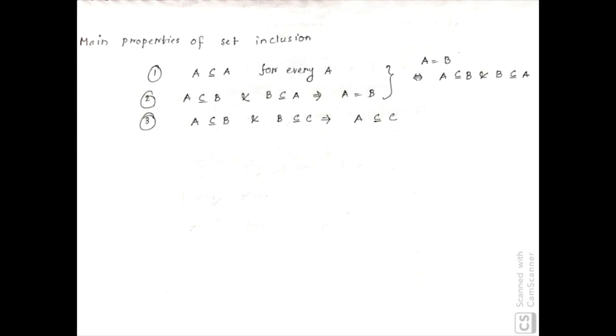The main properties of set inclusion are obvious. They are the following. First, A is a subset of A for every A. Second, A is a subset of B and B is a subset of A; these two together imply A equals B. And the third, A is a subset of B and B is a subset of C; these two together imply A is a subset of C.